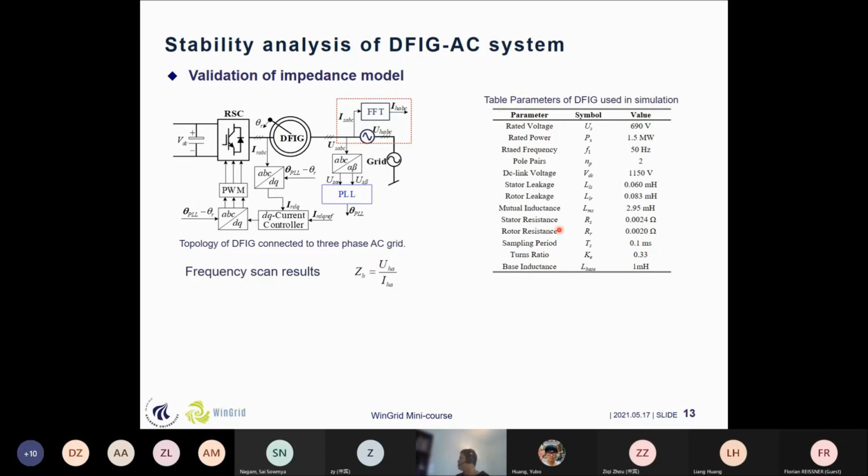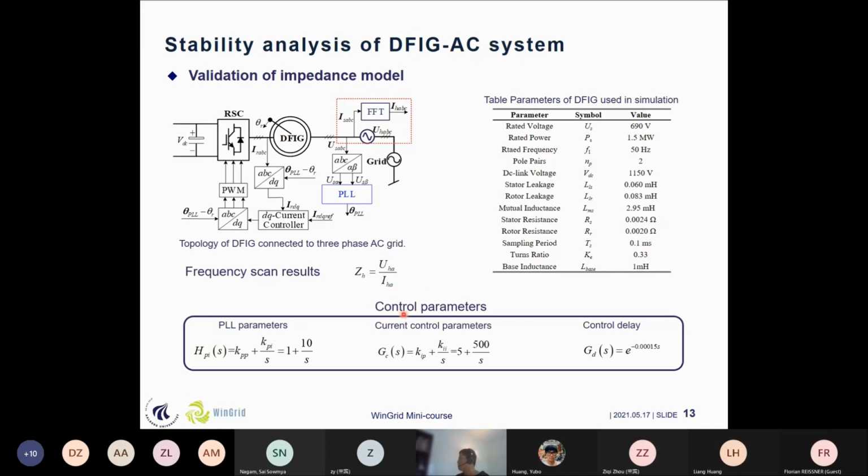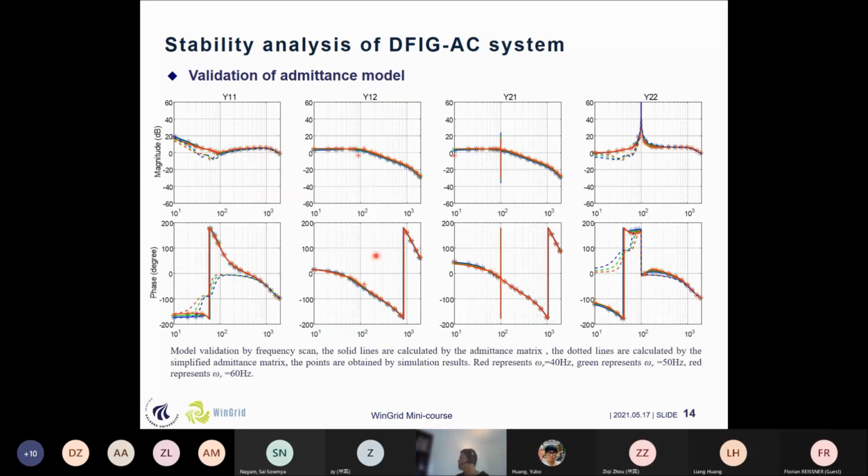And these are the parameters we are using in the simulation, and these are the control parameters. We can see that the main control parameters of the system are that the DQ current controller is a PI. Oh, sorry, these are the PLL parameters here. And this is the current control parameter, and this is the control delay used here. So based on the parameters and the main circuit parameters, we can get admittance models by using the frequency scan.